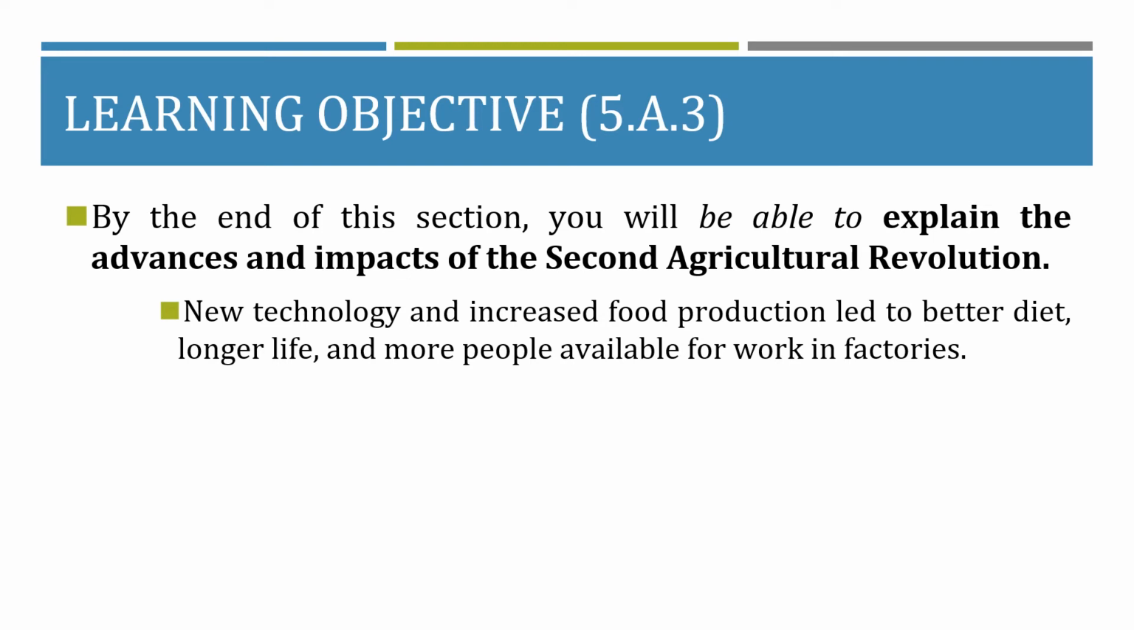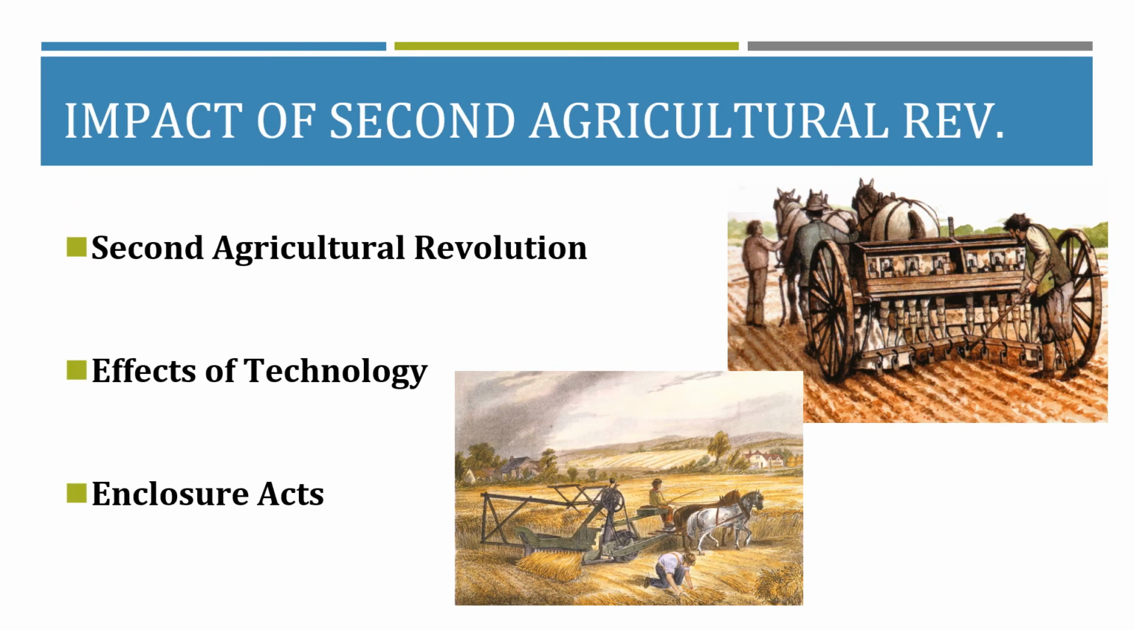The next section is all about the advances and impacts of the second agricultural revolution, which is all about how new technology and increased food production led to better diet, longer life, and more people available to work in factories, which should tell you already that the second agricultural revolution occurs during the Industrial Revolution. So we're talking about the late 1700s, early 1800s for the second agricultural revolution.